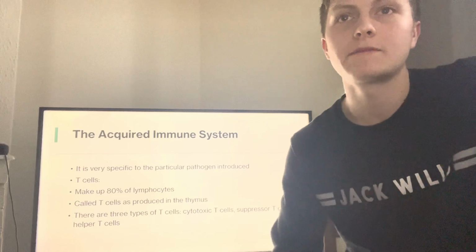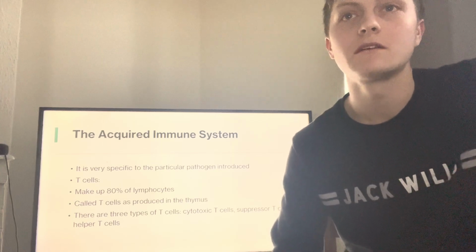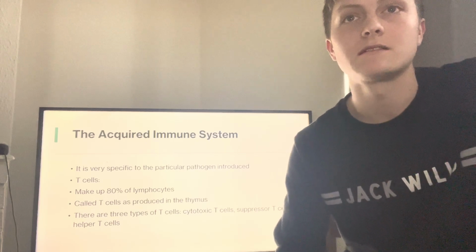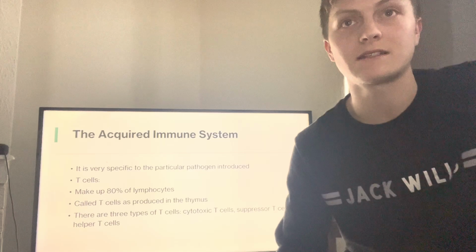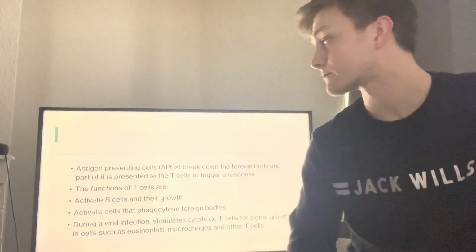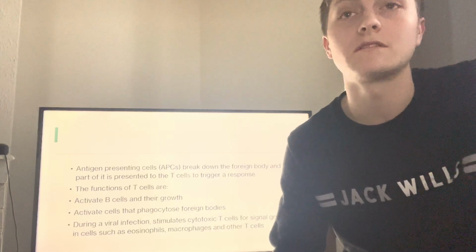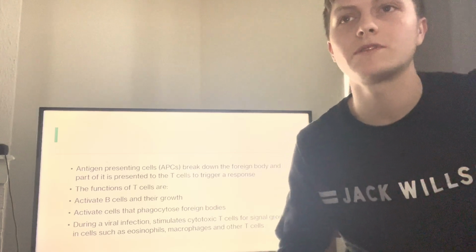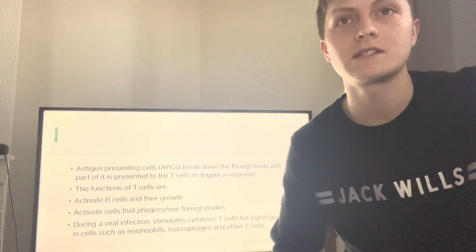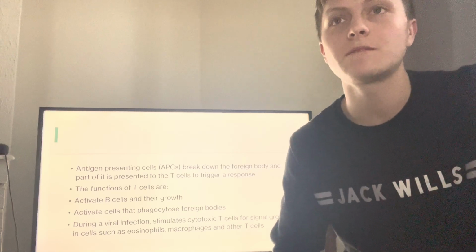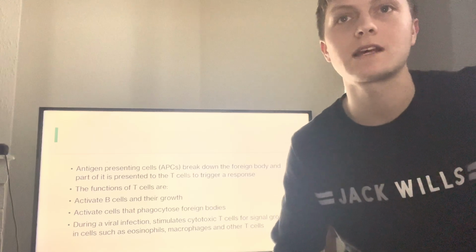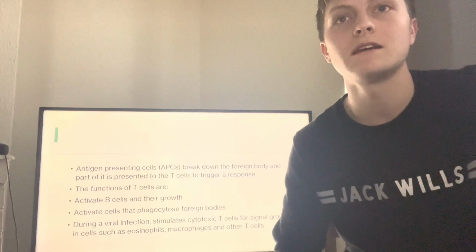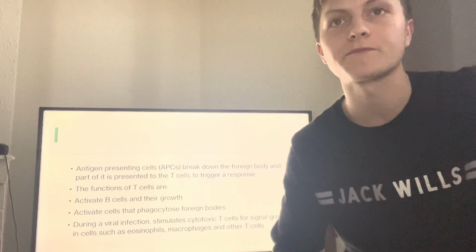T cells make up 80% of lymphocytes. Called T cells because they're produced in the thymus. There are 3 types of T cells: cytotoxic T cells, suppressor T cells, and helper T cells. Antigen presenting cells, otherwise known as APCs, break down the foreign body, and part of it is presented to the T cell to trigger a response. The APCs also have a molecule on the surface which triggers the helper cells, and this in turn triggers the release of a large amount of T cells into the bloodstream to destroy the foreign body.